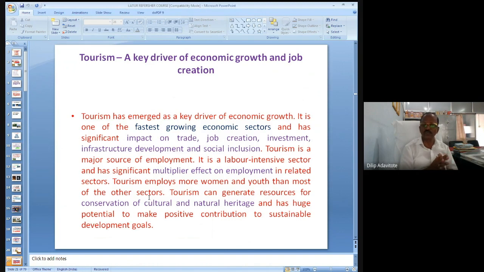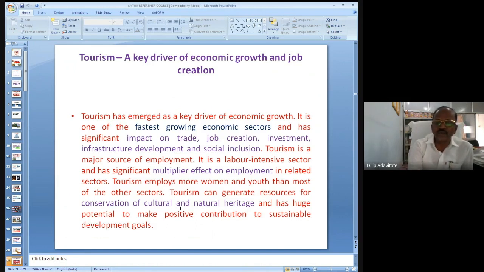Tourism is a major source of employment, as we know, and it is a labor-intensive industry. And we always talk about this multiplier effect of employment. This is economics and commerce. People always talk about this multiplier effect. We geographers also talk about the multiplier. Suppose one person gets a job in tourism, he directly or indirectly gives jobs to another 7 to 10 persons. This multiplier effect we have to calculate and put in a research form.